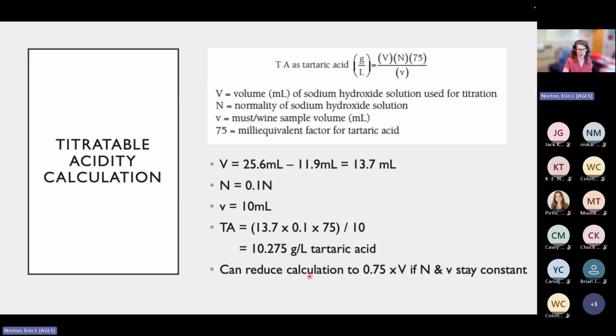You could, if you're going to use the same amount of wine and the same concentration of sodium hydroxide every time, you just take big V, the difference between the two volumes, multiply that by 0.75. So that's a kind of a shortcut that you can use. But do understand where it's derived from.